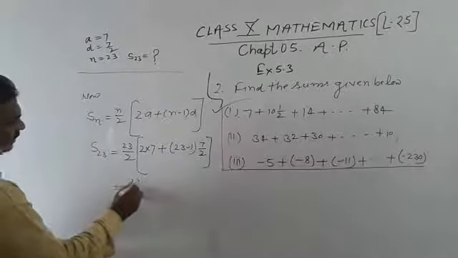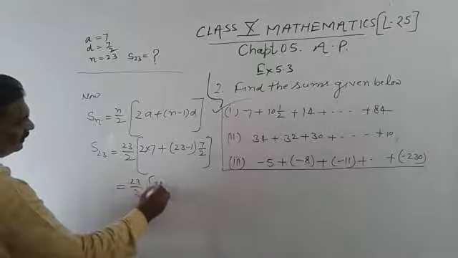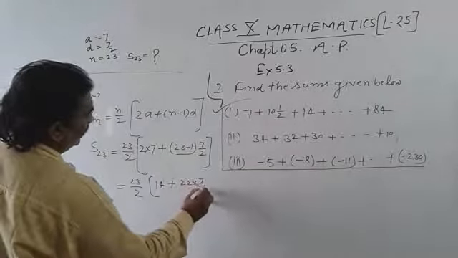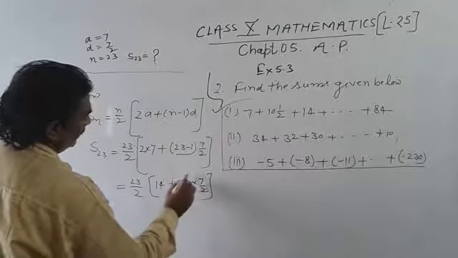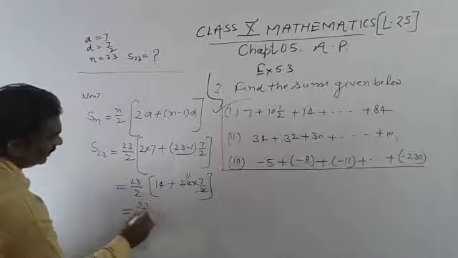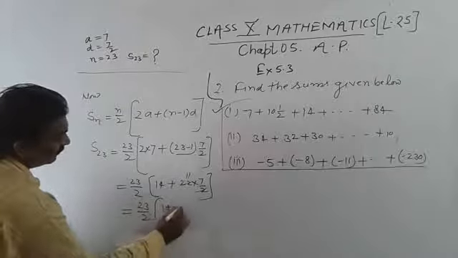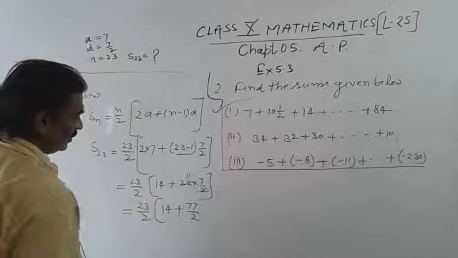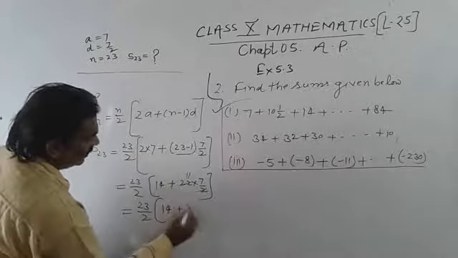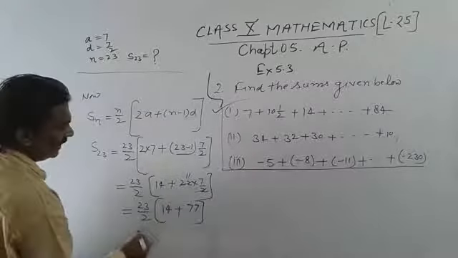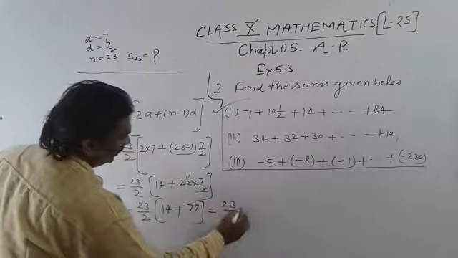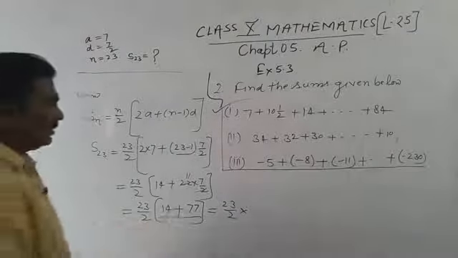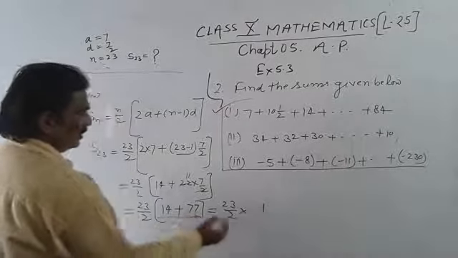So here 23/2 students, 7 twos are 14 plus 23 minus 1 is 22 multiplied by 7/2. 2 elevens are 11, so 22 times 7/2 is 11 times 7, which is 77. Now students, 23/2, 14 plus 77. Now add these: 23 upon 2 multiplied by 77 and 14, I think it is 91.